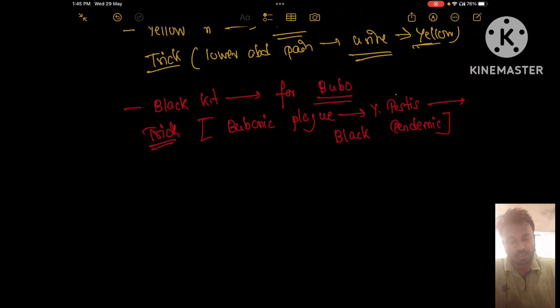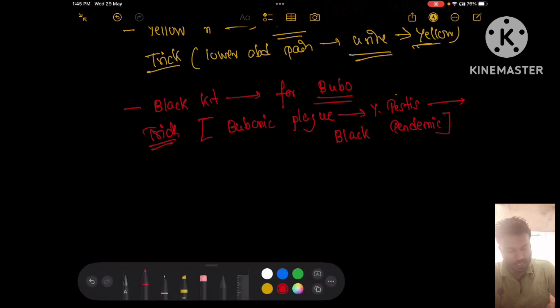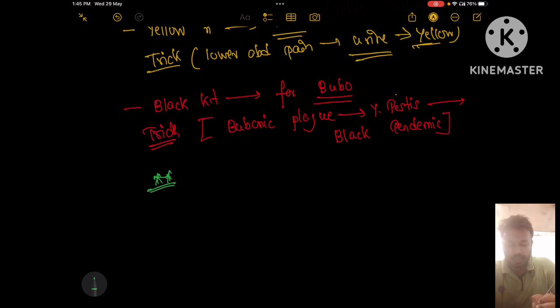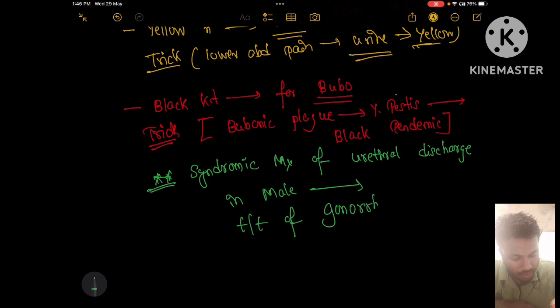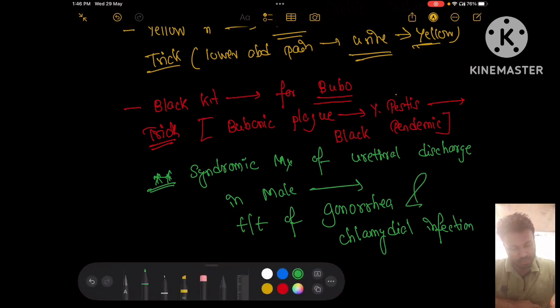Next, there is another important MCQ: syndromic management of urethral discharge in male is the treatment of gonorrhea and chlamydial infection. So there are two important points.